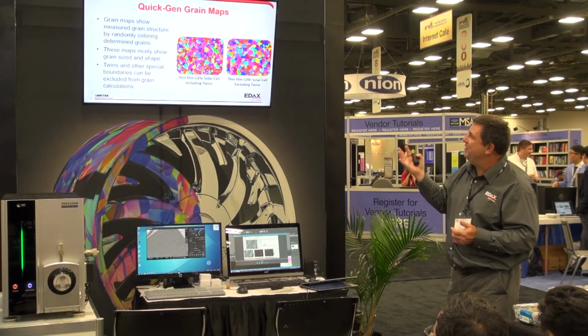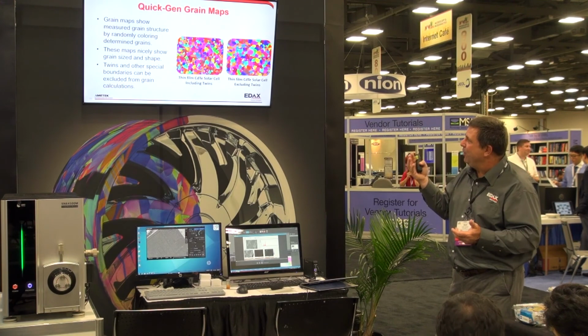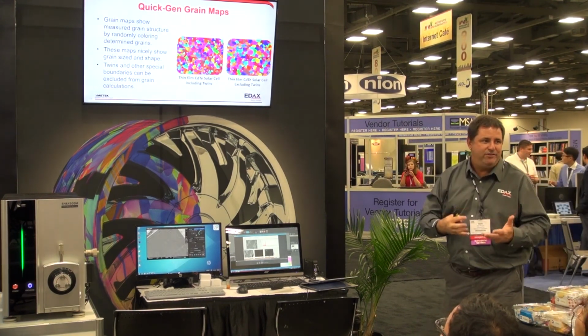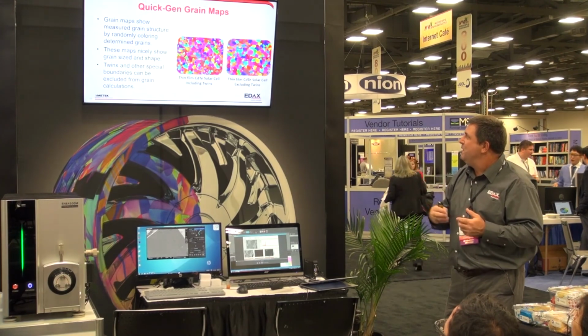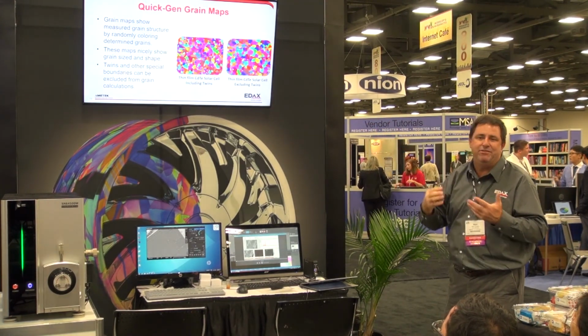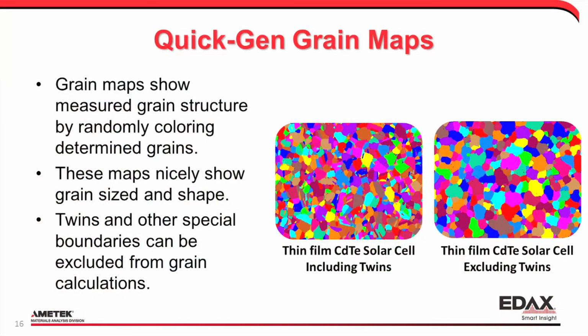The next map is what we call our grain map. Here rather than coloring by orientation, we randomly color the grains to show size and morphology. But when we do this, we're also able to include or exclude different types of boundaries. So in this case, this is a solar cell. The twin boundaries of the material have different electrical properties than random high angle boundaries.